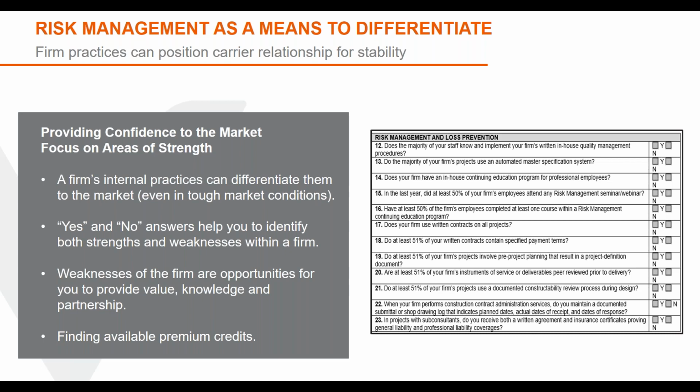As we look more directly at this, what you'll see is some of the questions are deemed to be things that they're doing externally. So for instance, question 15, in the last year, did 50% of the firm's employees attend a risk management seminar or webinar? Or 50% of the employees completed one course within the risk management continuing education program, question 16. And then other things that talk about use of written contracts, specify payment terms in their contracts, et cetera. So from one element, things that the clients are doing.